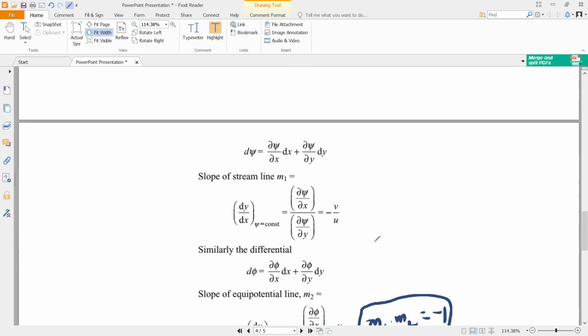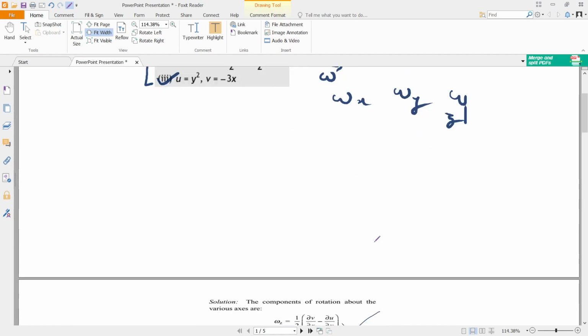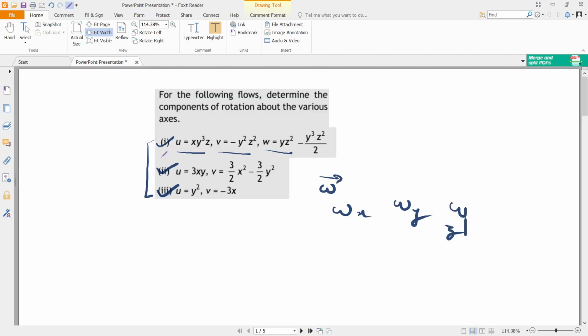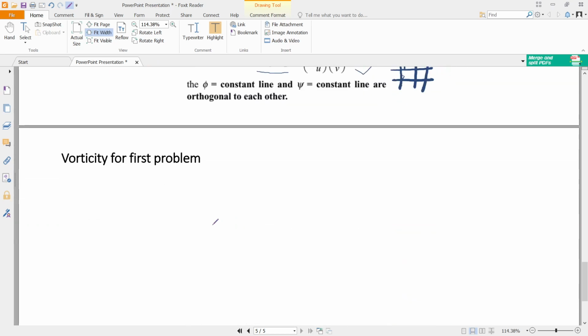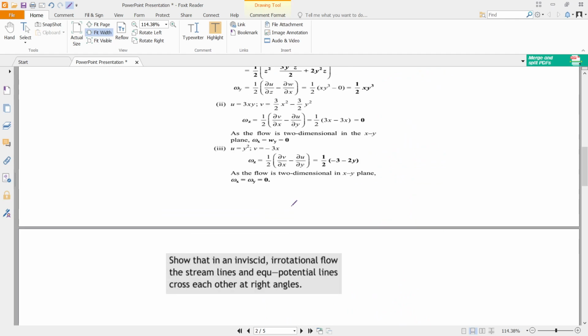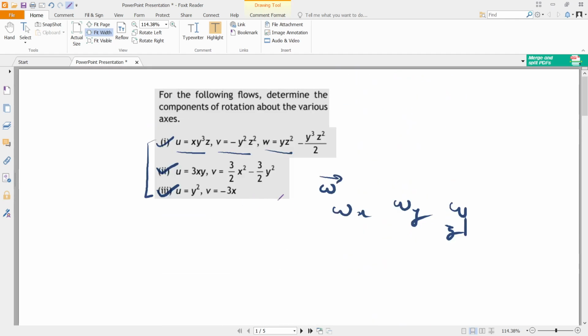Then one more exercise I'm leaving for you. It's a very simple problem. We have already obtained the value of rotation for these three, that is the first problem. Now suppose you have to obtain the vorticity for all three subparts of problem 1. What will you do? What is vorticity? Vorticity is basically del cross V. If you multiply 2 with the omega, that is rotation, you will get vorticity. So please calculate the vorticity.